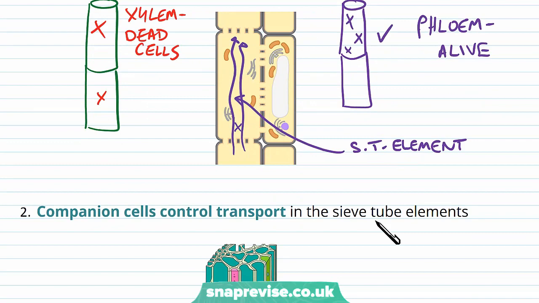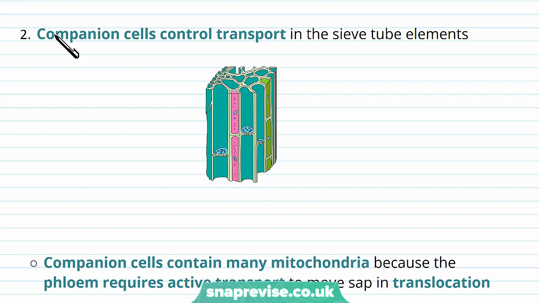The other type of cell that we need to talk about in the phloem tissue is not the sieve tube element, but the companion cell. These are the ones that regulate or control the transport of the sugar and assimilates in the sieve tube elements which lie next to them.